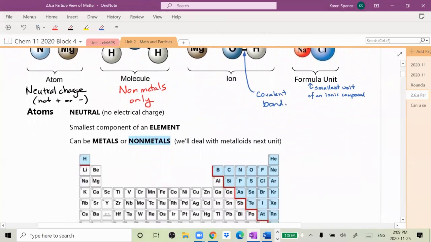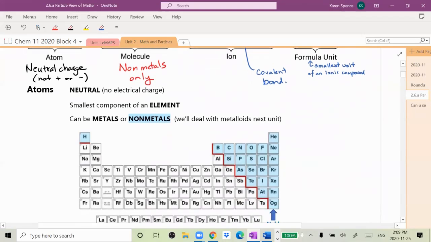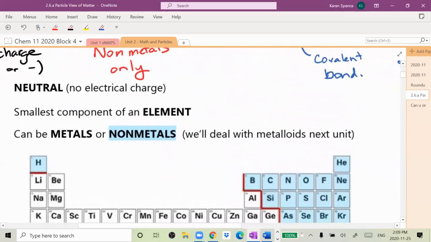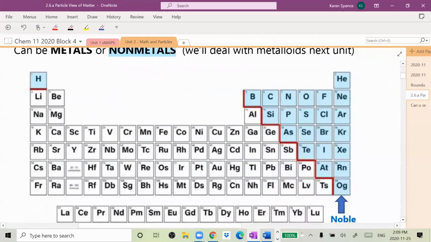Okay, atoms are neutral. They are the smallest component of an element. We talked about that, although we didn't write it down. And they can be metals or they can be non-metals. We will deal with metalloids in the next unit, so for now, you can just pretend they don't exist. Okay. We have a lovely staircase. Do you see the staircase? Do you remember the staircase?